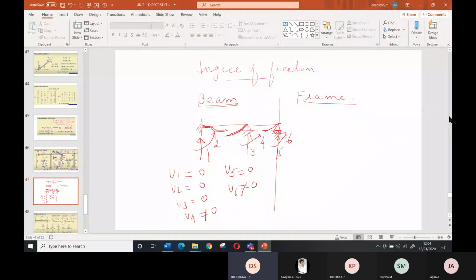So this is an example of a beam, and we will move on to an example of a frame. The same frame I'm taking, I want to number it. That is, I will number this horizontal as 1, vertical as 2, and moment as 3. This is 4, this is 5, this is 6, 7, 8, and 9. Then 10, 11, and 12.